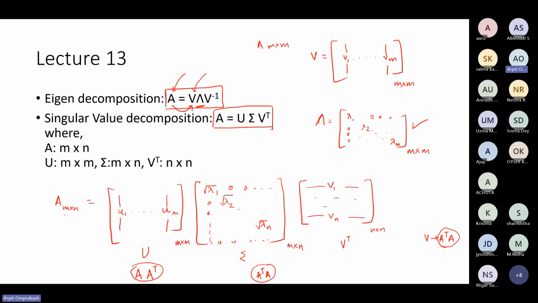The matrix that we initially had had dimensions m cross n, where m was not equal to n. Now we have broken it into three matrices, where U is the first matrix with dimensions m cross n. The second one is sigma, a diagonal matrix with dimensions m cross n. And the third one is the transpose of V, which is a matrix with dimensions n cross n.